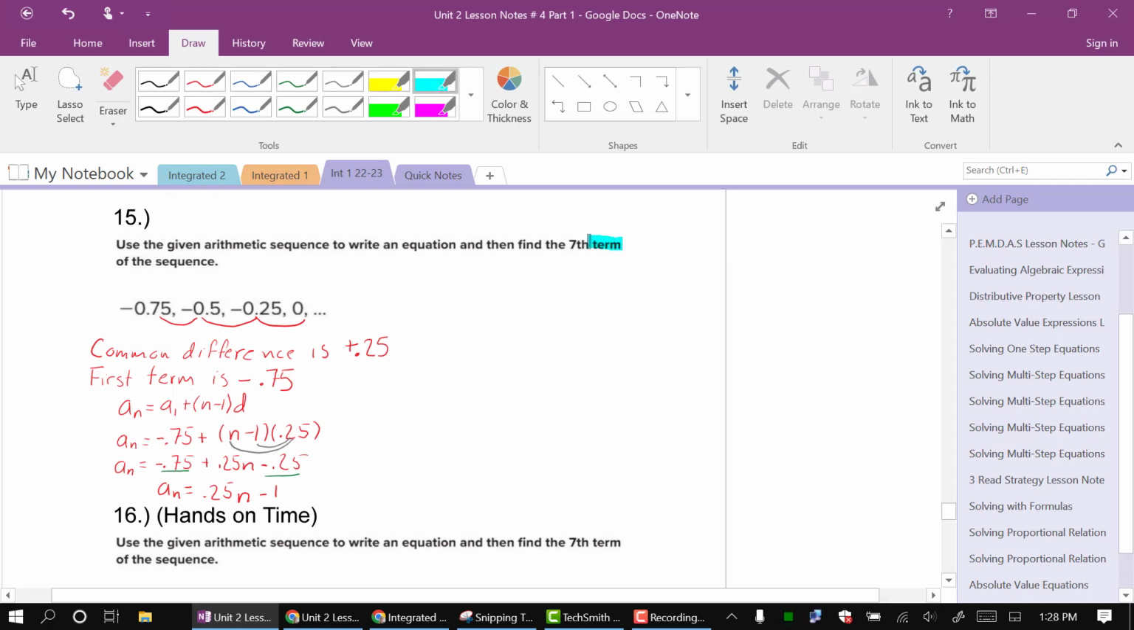The problem asked for the seventh term. So now what I'm going to do is put that in there. So let N equal 7. So I'm going to have A7 equals 0.25 times 7 minus 1. So A7 equals 1.75 minus 1. And 1.75 minus 1 is going to give us A7 is 0.75.